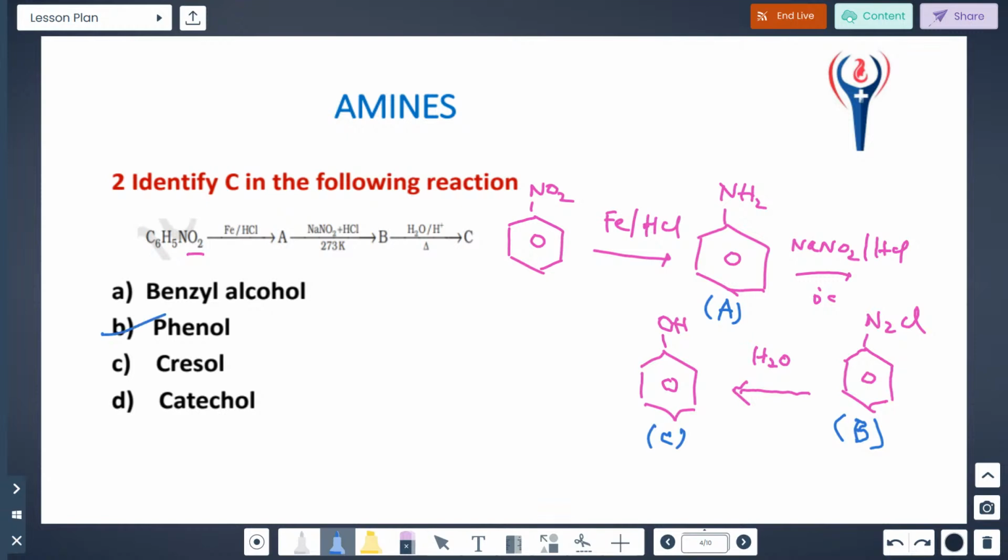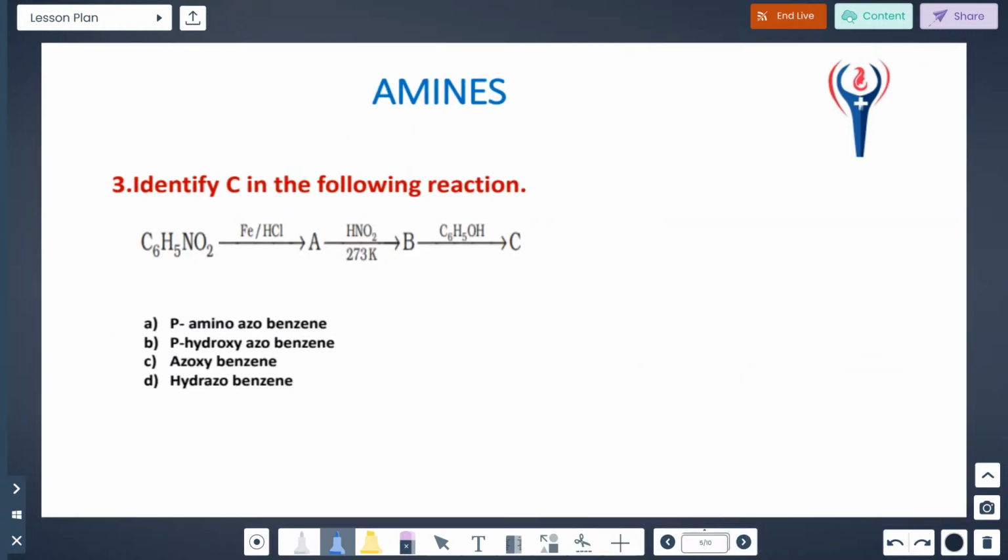So, B is the option. Are you following? Simple one. It's a familiar reaction. All the reactions you must know. Then only we can find out. Now see the next one. Again, identify C in the following reaction. Same reactions I gave. So here, the first A to B, just now we found out the same thing.